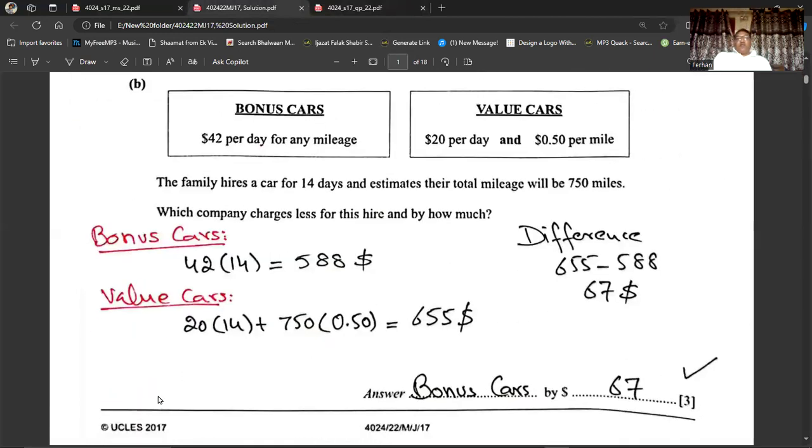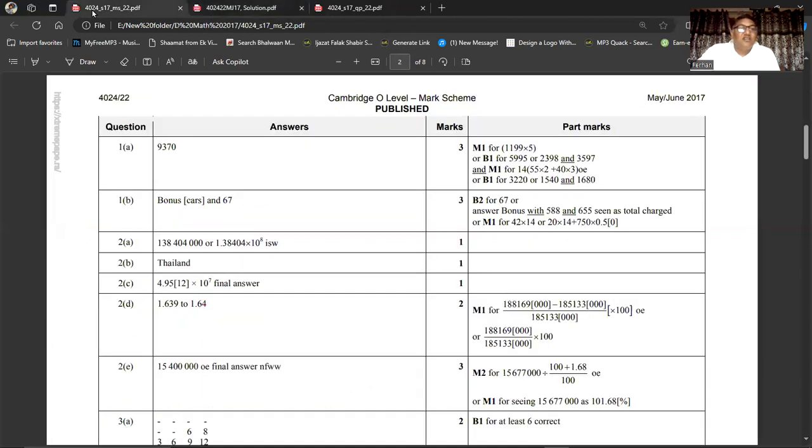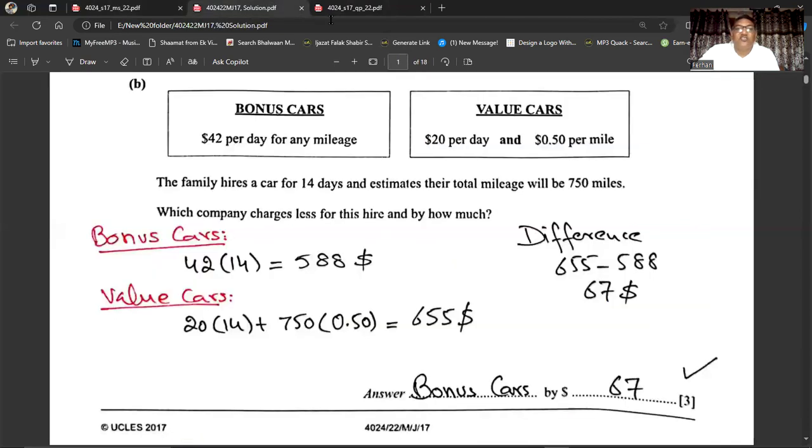So for the bonus car, 42 multiply 14 will be $588. And for value cars, it will be 20 multiply 14 plus 750 multiply 0.50, and that will be $655. Now clearly you can see the bonus car is cheaper. The difference between the bonus car and the value car is 655 minus 588, and that's $67. So the bonus car is cheaper by $67. So let's check: bonus car and $67. Our answer is right, sir. This is the solution.